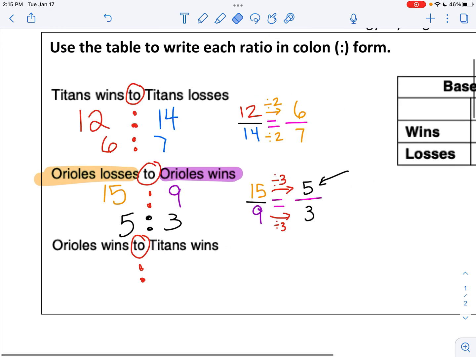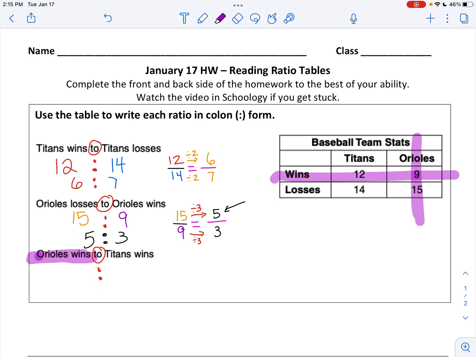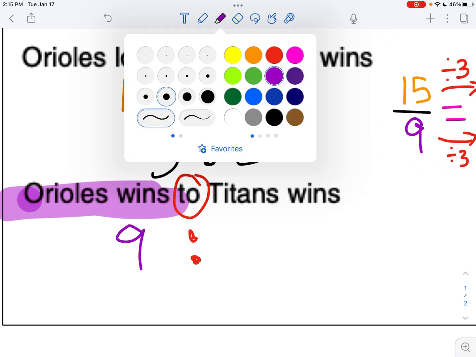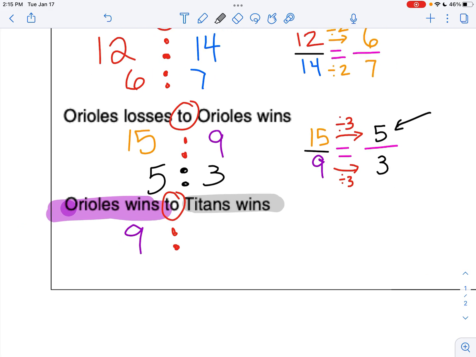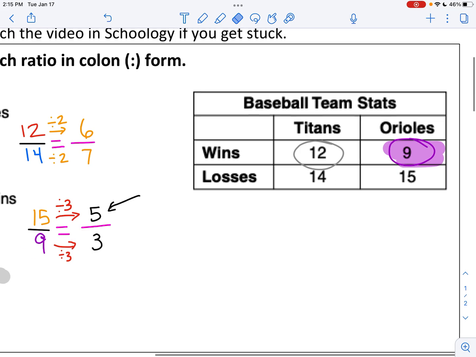All right, last one. Orioles wins to Titans wins. So here's Orioles wins first. Orioles wins. That number looks familiar. That was 9. Okay, highlight that again. So we'll write 9. And then on the other side, we'll use gray. Titans wins. So here's Titans and wins. Looks like 12. All right, so I'll write 12 next.